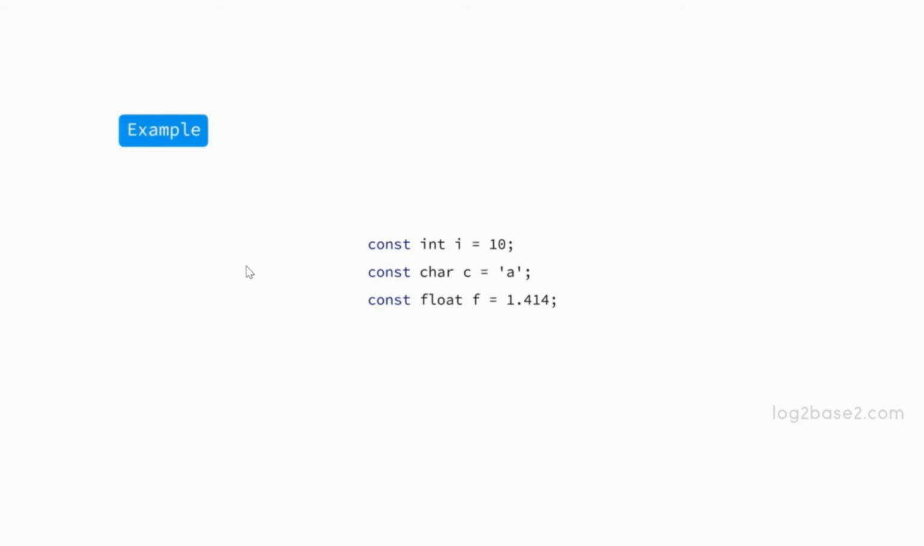To define an integer constant I with value 10, we can write const int I equal to 10. To define a character constant C with value A, we can write const char C equal to A. To define a float constant f with value 1.414, we can write const float f equal to 1.414. So for these constants I, C and f, we cannot alter the values.